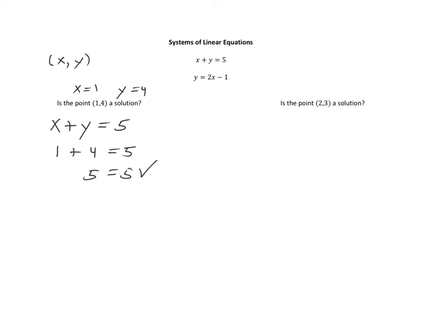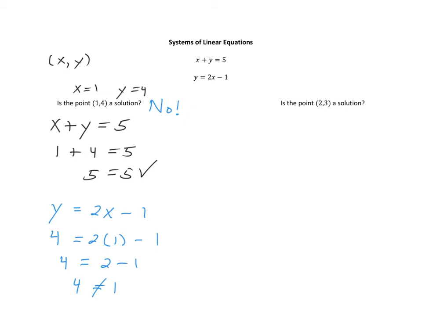The second equation is y is equal to 2x minus 1. So I'll put 4 in place of y. I'll put 1 in place of x, and this doesn't look good. This is 4 is equal to 2 minus 1, or 4 is equal to 1. I mean, that doesn't work. That's false. So what this means is, is the point (1, 4) a solution? No. It did work for the first one, but it didn't work for the second one, and it has to work for both. Now, what about this point, the point (2, 3)?